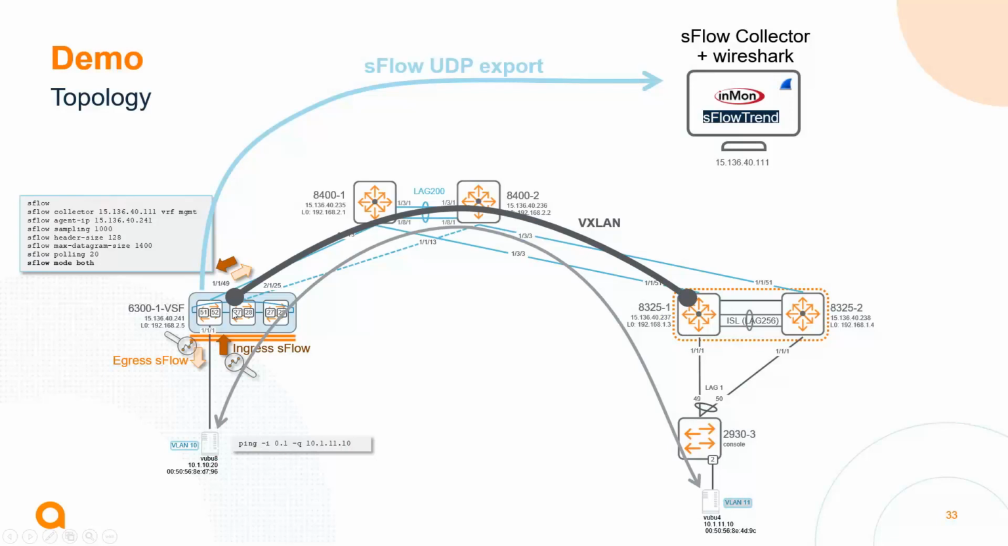So then what we do is that agent, that S-Flow agent, will export the data, the S-Flow data, to a collector. So that machine here runs two things.